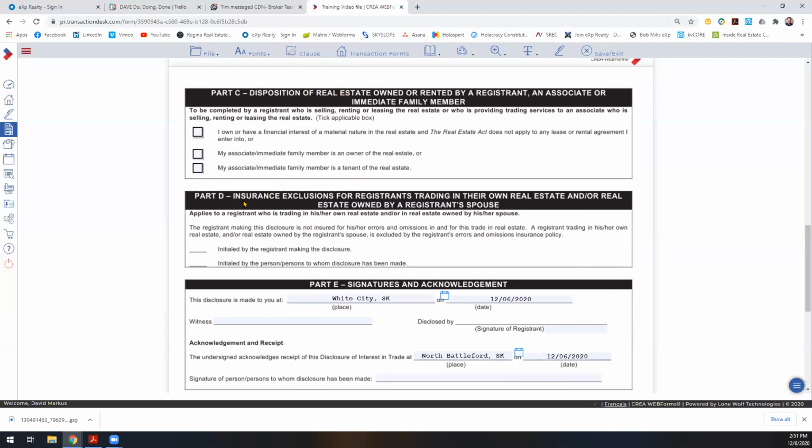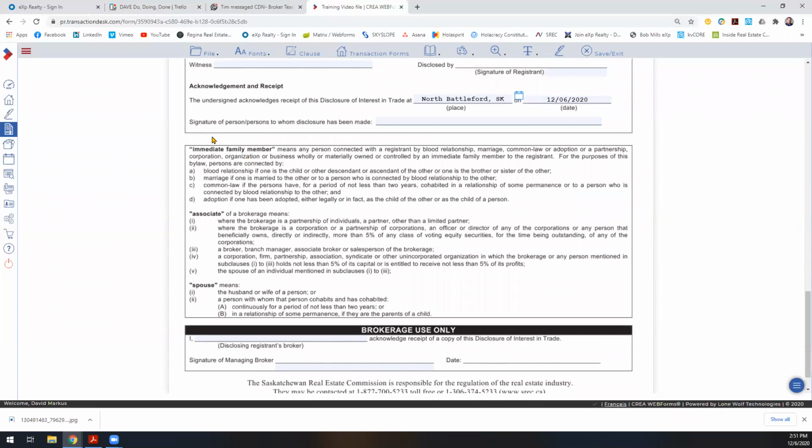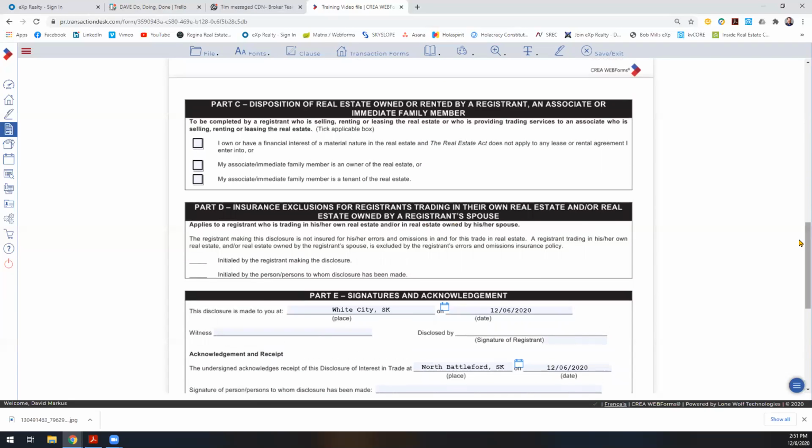Part D, this one says insurance exclusions for registrants trading in their own real estate and or real estate owned by a registrant's spouse. So this is only if the trade belongs to the registrant or the registrant's spouse. It doesn't get used if you're just dealing with an immediate family member or with an associate. So in this case, my example is an immediate family member, so there's nothing here. If I was buying or selling my own real estate, then we would need to do it.